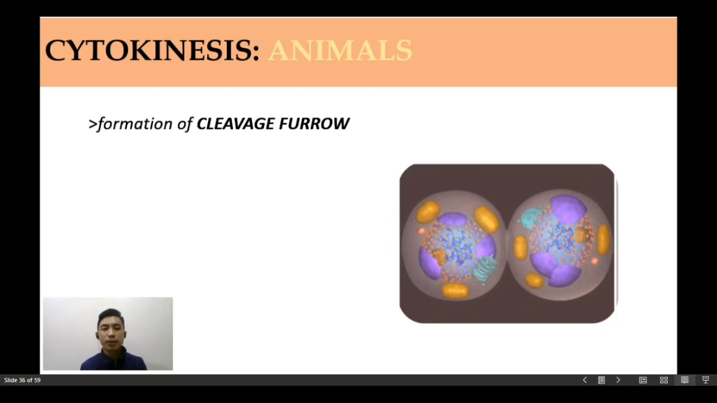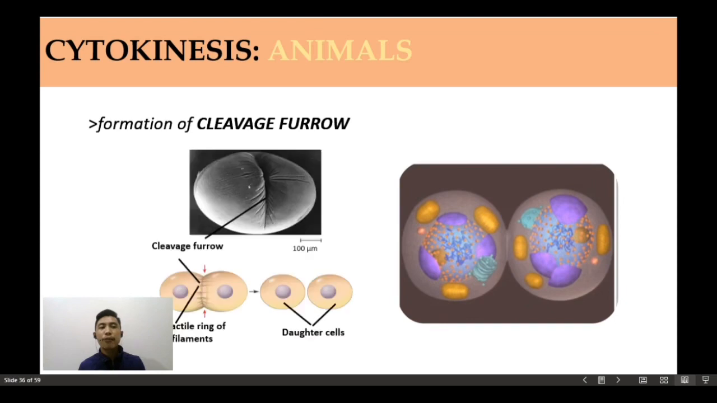For animals, as you can see on the screen, there is a formation of a cleavage furrow. This is the cleavage furrow. Since the outer layer of an animal cell is only made up of the plasma membrane, which is fluid in nature, the plasma membrane is pinched inward by the contractile rings of microfilament. These are the contractile rings of microfilament that pinch the animal cell inwards, specifically in its central portion.